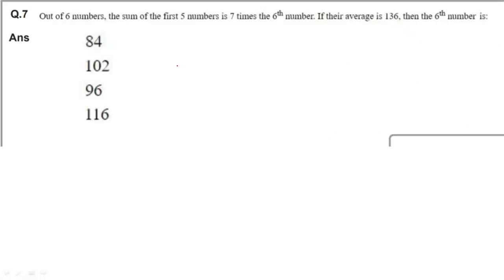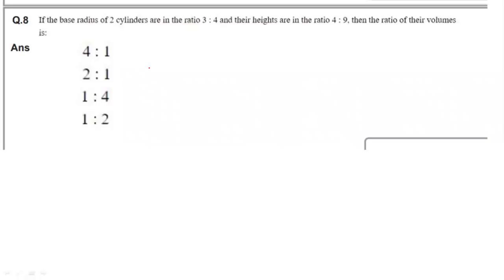Out of 6 numbers, the sum of the first 5 numbers is 7 times the 6th number. Their average is given, 6th number is asked. Let us say the 6th number is F. So first 5 numbers, the sum is 7 times F, plus 6th number, divided by 6 should be their average. So we can see 8F is equal to 136 into 6. 8 into 17 is 136. So F is equal to 17 sixes. 17 sixes is 102. So we'll go into the next question.